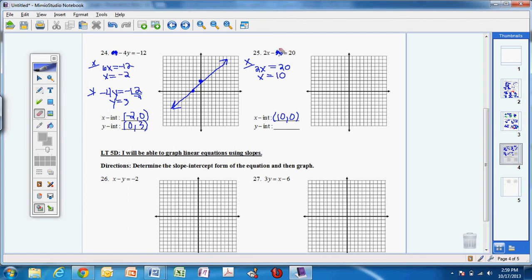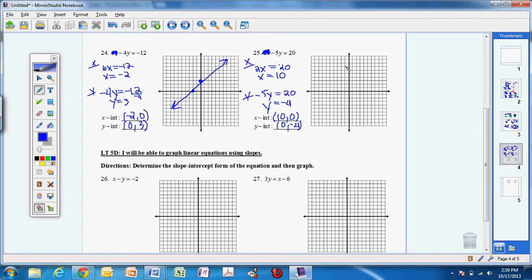And now my last step on this equation is actually to find my y-intercept. So to do that, I'm going to plug in 0 for x. So when I do that, my 2x is going to go away, and I'm left with negative 5y is equal to 20. So now dividing by negative 5, I'm going to be left with y is equal to 20 divided by negative 5, which is negative 4. So again, my y-intercept is going to be at the point 0, negative 4.